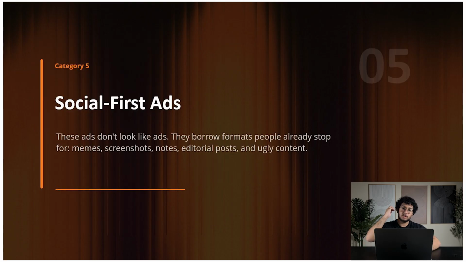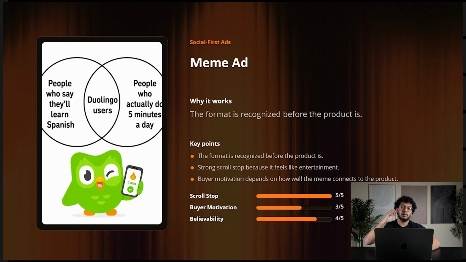Now let's move on to the social first ads. Social first statics work because they don't look like ads. They borrow formats people already stop for, like memes, screenshots, notes, editorial posts, and ugly content. First is a meme ad.